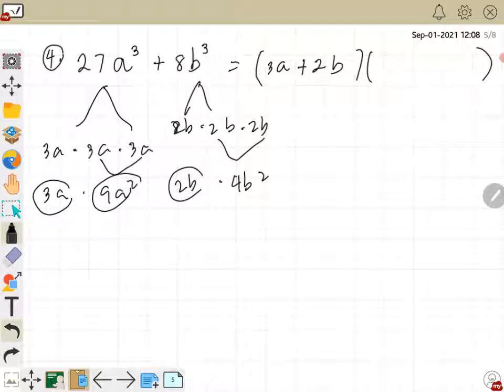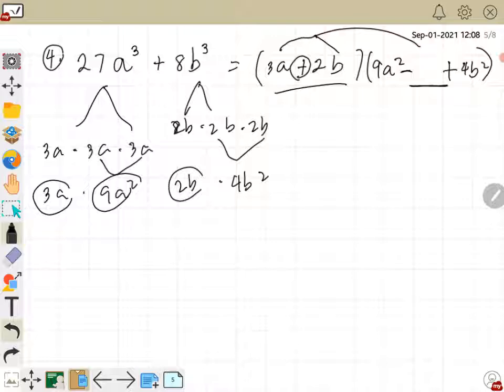Then 9a squared plus 4b squared. Since the operation is plus, this becomes minus. What's in the middle term? The middle term is the product of this and that. So 3a times 2b is 6ab. That is now our factored form: 3a plus 2b quantity times 9a squared minus 6ab plus 4b squared.